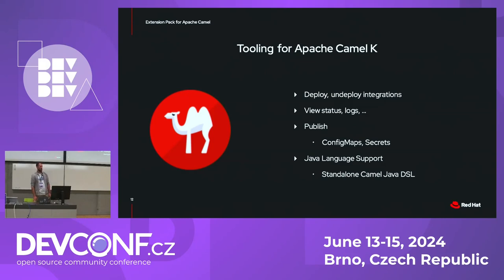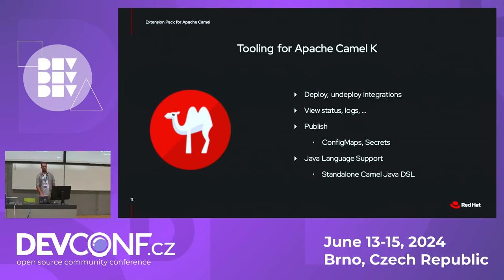This extension brings the option how to deploy and interact with integration which was built for Kubernetes. It also brings the options how to view statuses and follow the logs of integration running and deployed on the cluster. Also enables publishing config maps, resources, secrets and other stuff directly from the editor.